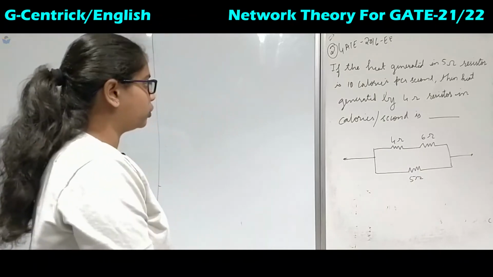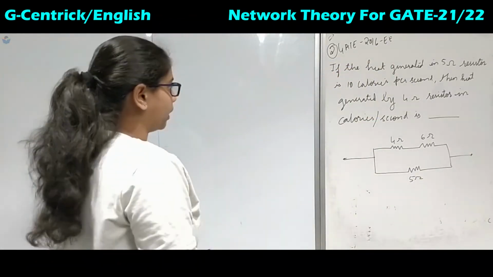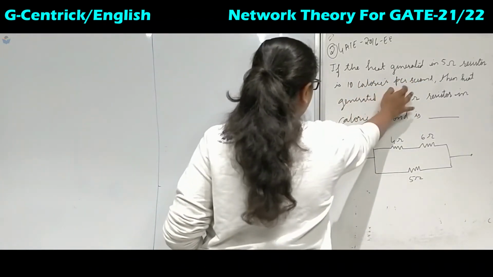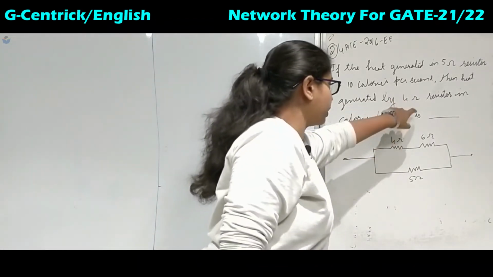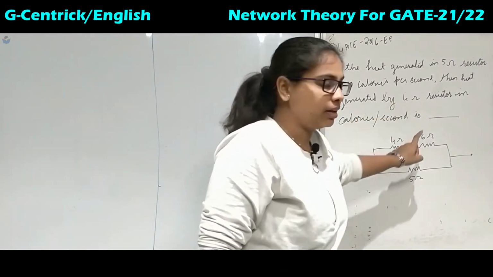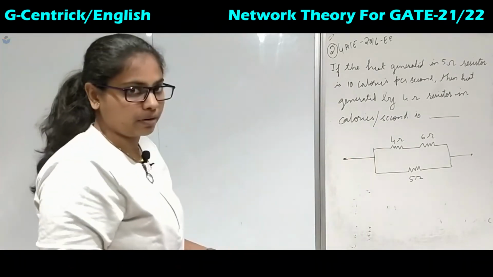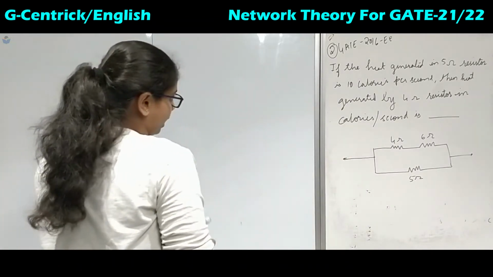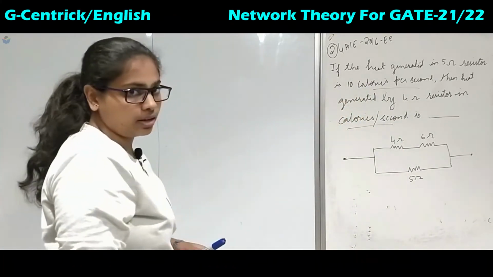Coming to the second question, this was asked in the GATE 2016 electrical branch. If the heat generated in a 5 ohm resistor is 10 calories per second, then what is the heat generated by the 4 ohm resistor in calories per second? Calories per second is nothing but the power. The units are the same.